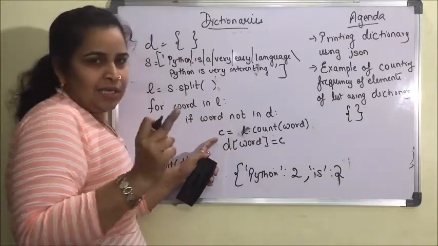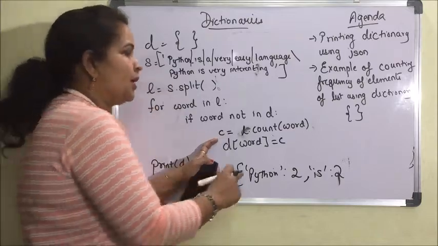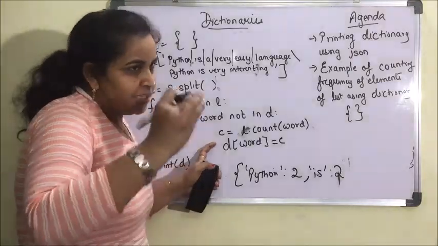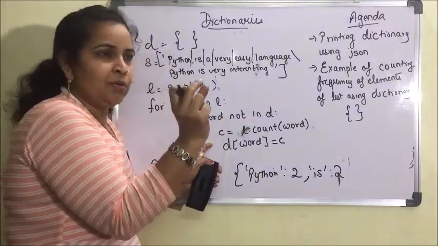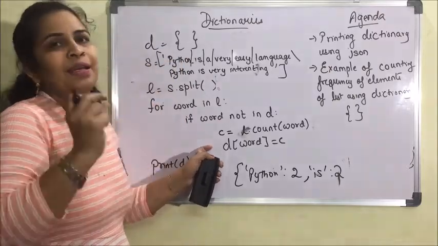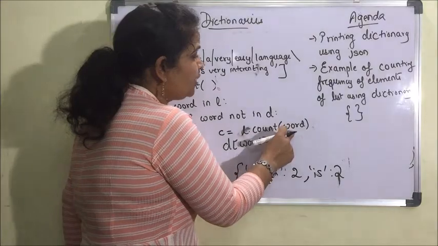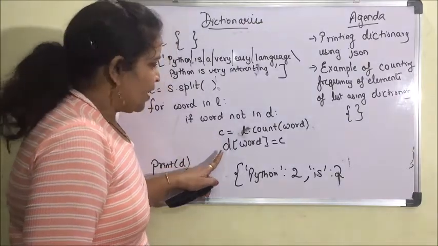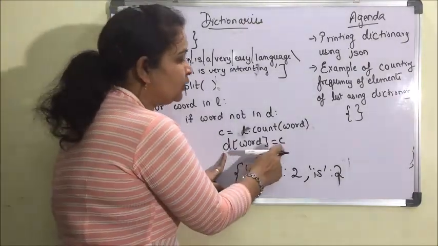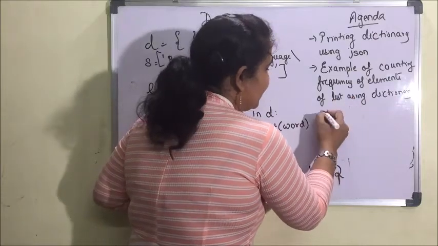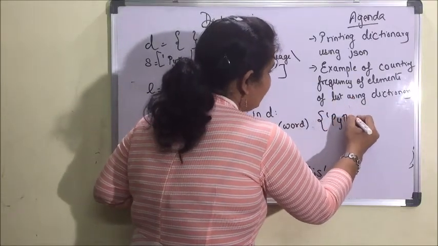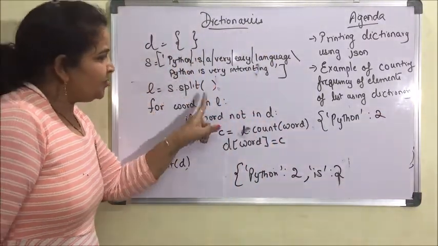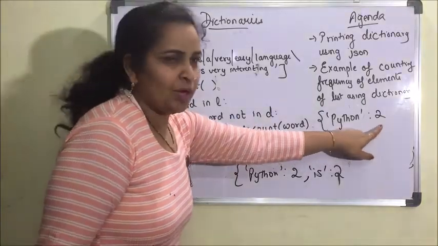It will come here. C is the count of the number of times it has occurred, and count is a function which I have already explained in my previous video, that counts the number of times a particular element has occurred in the list. So it will count the occurrence of Python in this whole list. Obviously C will become 2. Now we have added this word to the dictionary, so the dictionary will now contain Python colon 2. After this it will see is. Again it will check whether it is not in the dictionary. No, it is not in the dictionary.